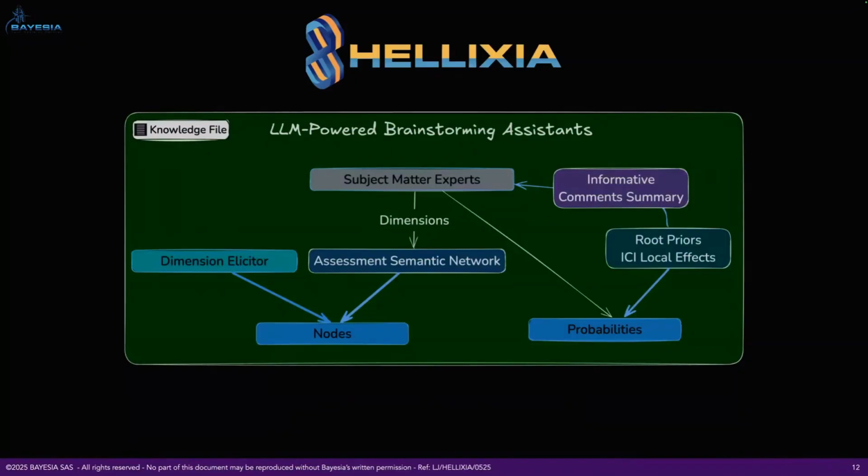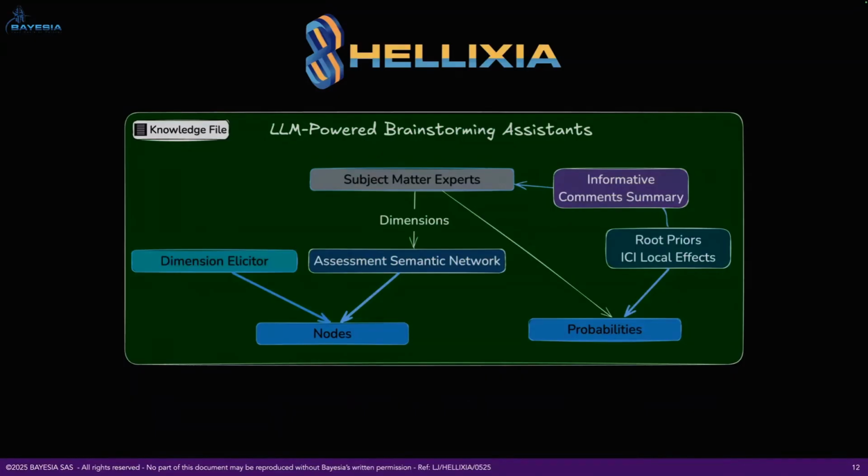Then we can also use Hellixia for helping brainstorming sessions. So this is our brainstorming assistant here. It is used when the experts are giving us a set of dimensions. We usually end up with a set of 20, 40 different types of dimensions. So we use Hellixia for creating a semantic network based on these dimensions, and this helps for selecting what are going to be the dimensions we will include in our network, right?